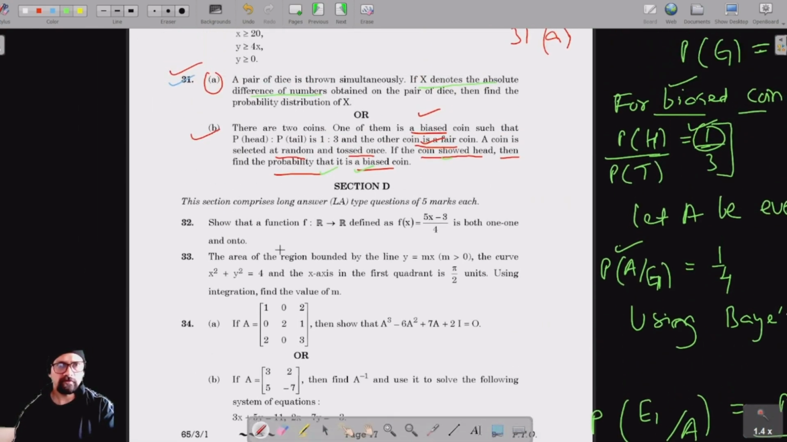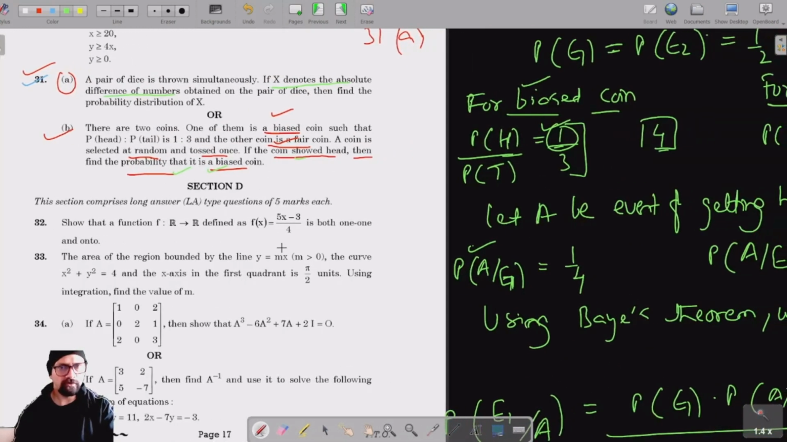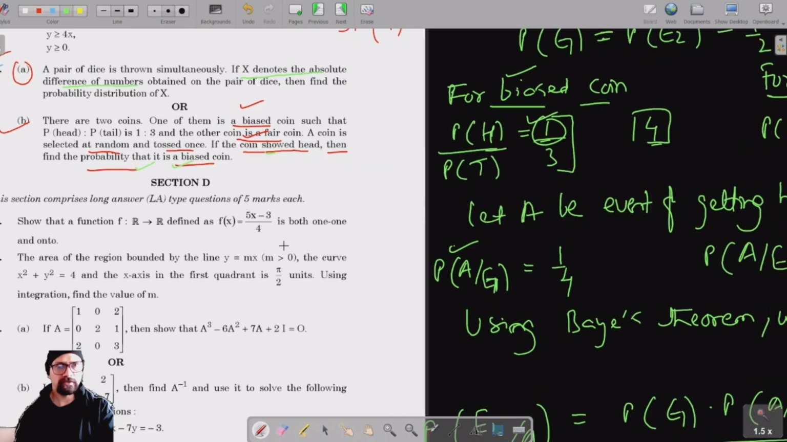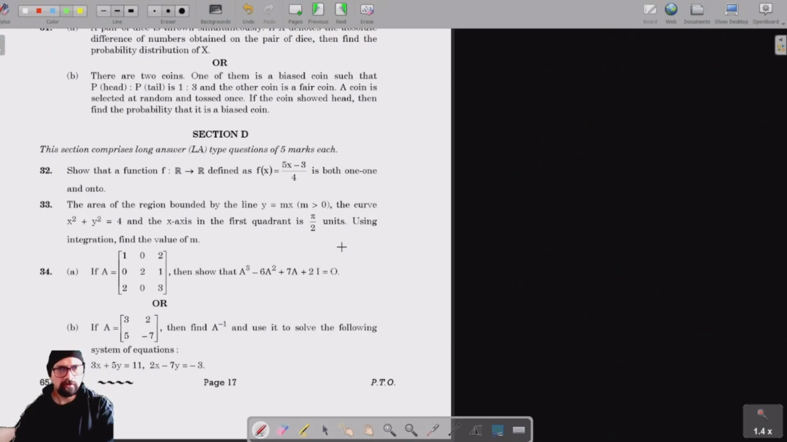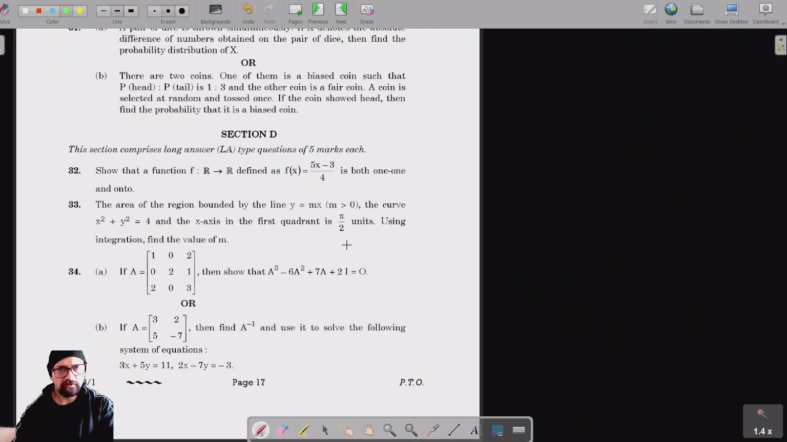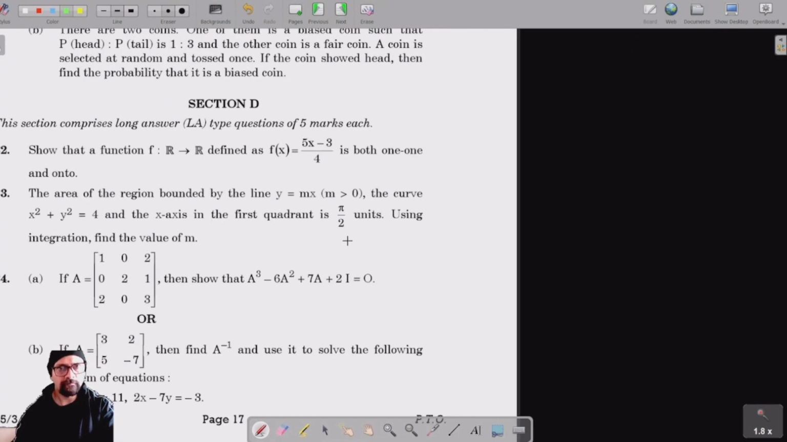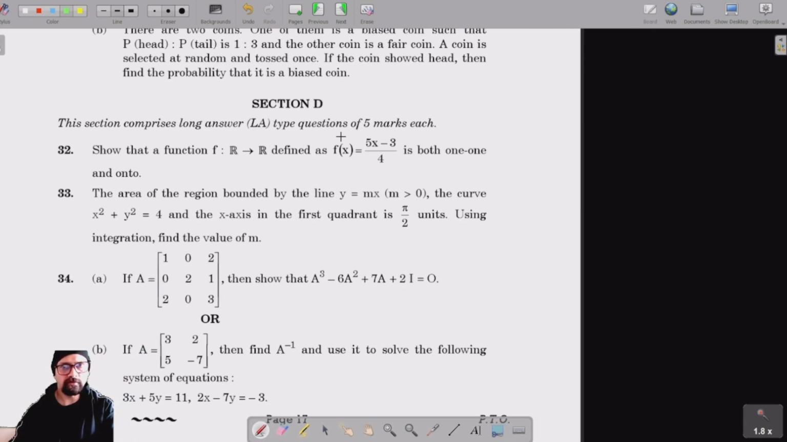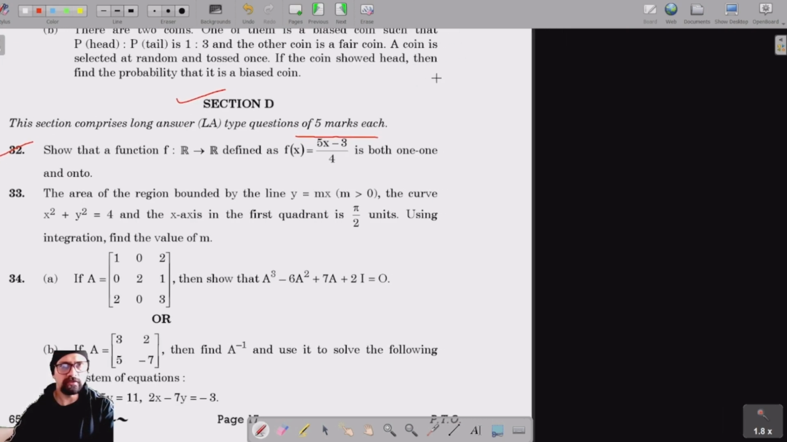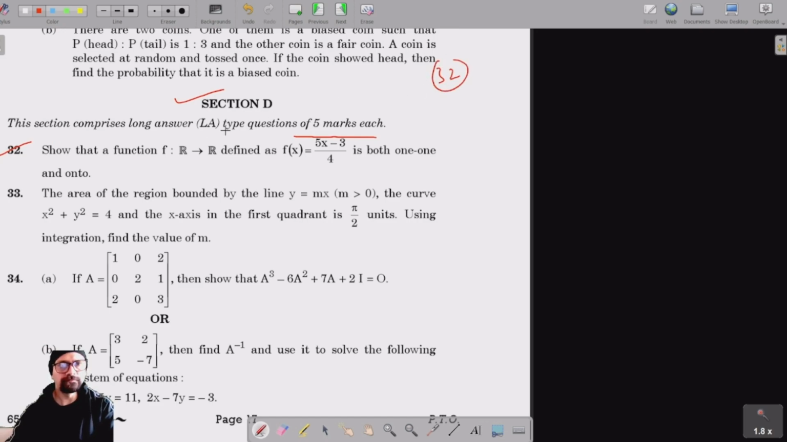Okay, so this solves our question number 31, and let's move on to section D, which has long answer type questions of 5 marks each. We are on section D, and this section comprises long answer type questions of 5 marks each. Section D, and the 32nd question.